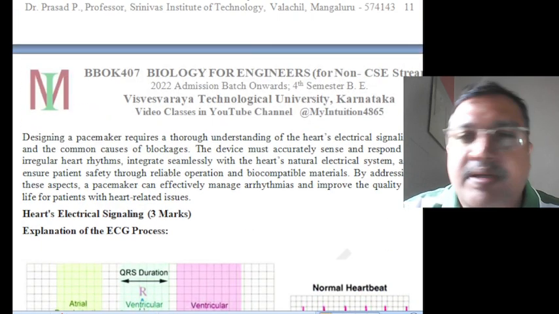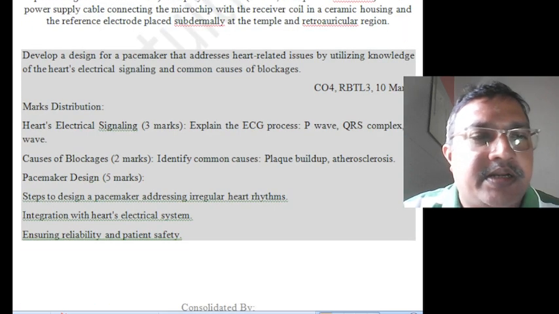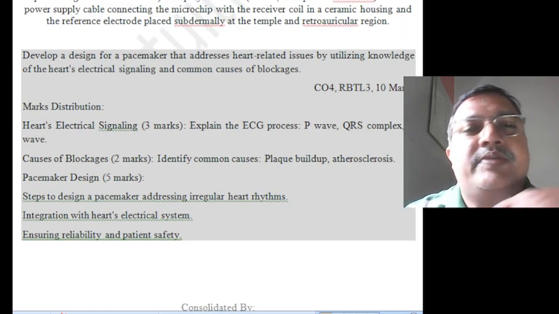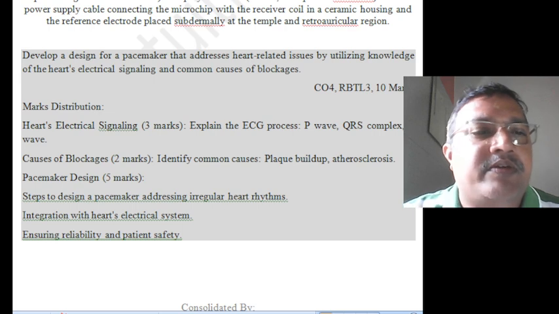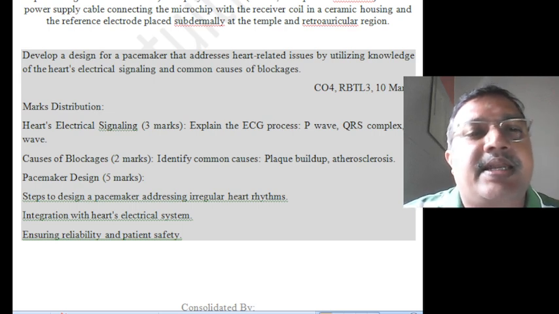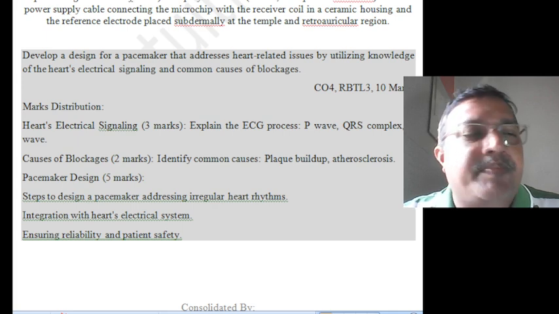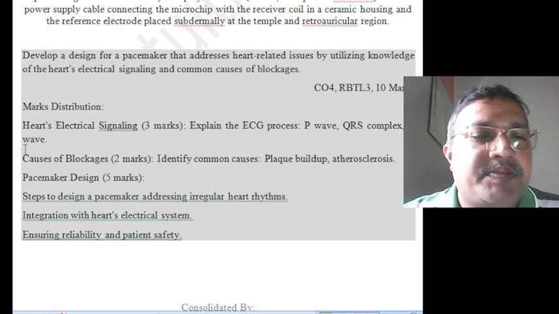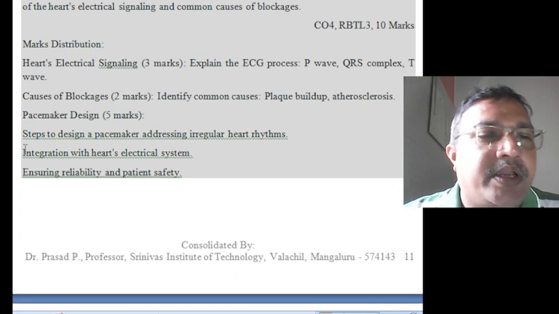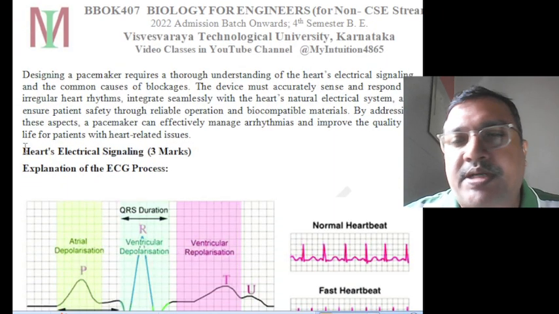So we'll start with the question, which has already been communicated to you. Develop a design for a pacemaker which addresses heart-related issues by utilizing the knowledge of the heart's electrical signal and common causes of blockages, which is connected to course outcome 4 with revised Bloom's taxonomy level 3 and carrying 10 marks. The mark distribution is also communicated to you earlier. Based on that, I have prepared the study material which I am going to explain here.